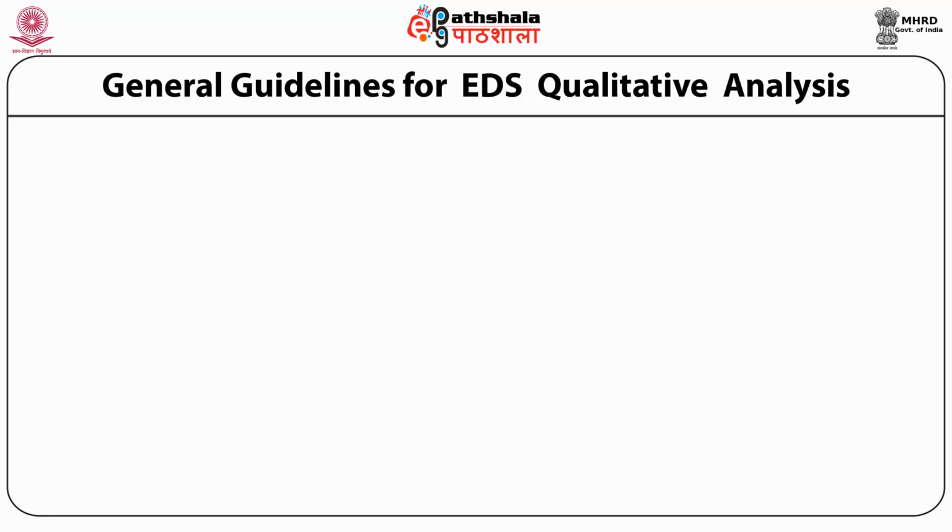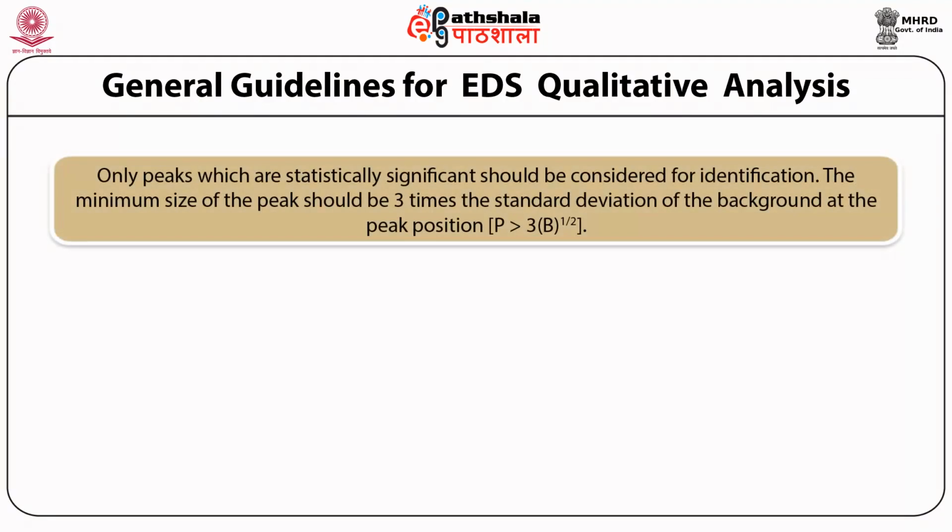General guidelines for EDS qualitative analysis. Only peaks which are statistically significant should be considered for identification. The minimum size of the peak should be 3 times the standard deviation of the background at the peak position. P should be greater than 3 B to the power half.